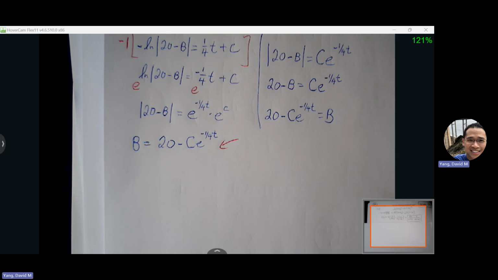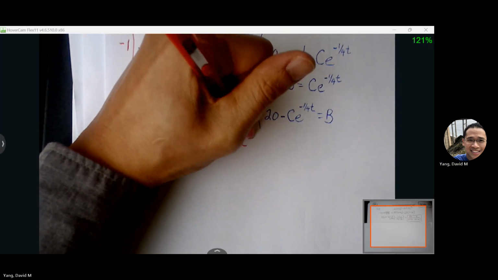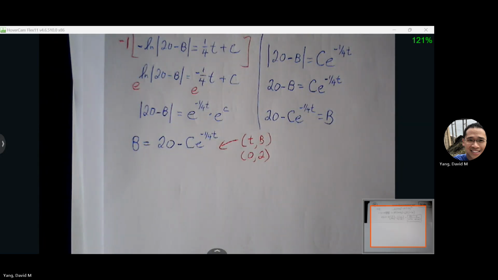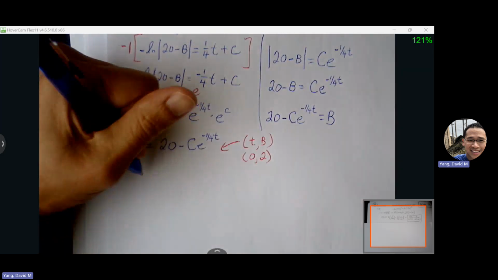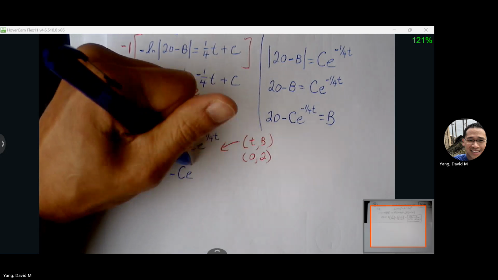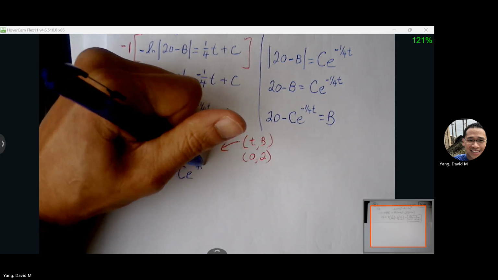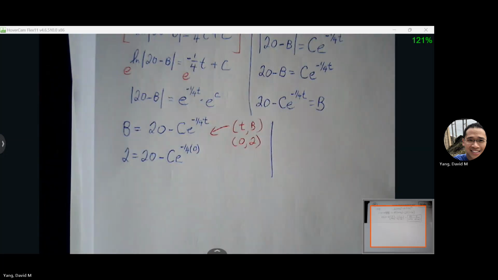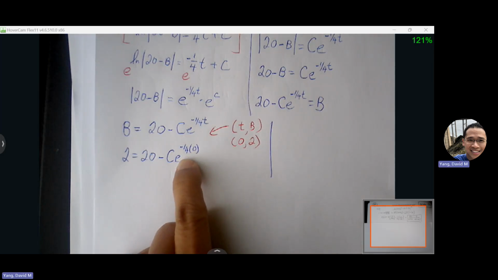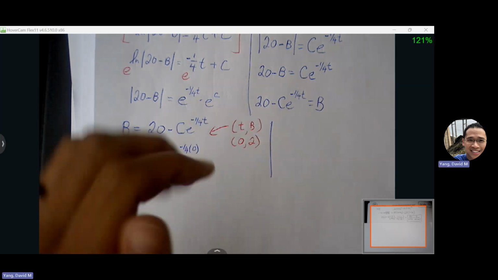So at time t equals 0, the weight is 2 pounds. So 2 will plug in for B, 0 will plug in for T. We know that negative 1/4 times 0 is 0. E to the 0 is 1. Now I can solve for C here.